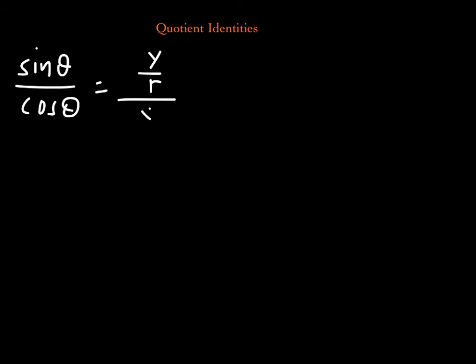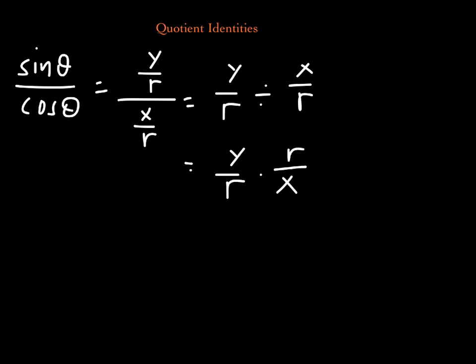I want to talk about the quotient identities before we end this lesson. Notice what happens when I do sine theta divided by cosine of theta. Now, sine of theta is defined to be y over r, is it not? And cosine of theta is defined to be x over r. So this is really y over r divided by x over r, which is the same thing as y over r times r over x, correct? And then your r's divide out. And notice that when you divide sine of theta by cosine of theta, all you're left with is y over x, which is tangent of theta. So that's a quotient identity: tangent of theta is equal to sine of theta over cosine of theta.